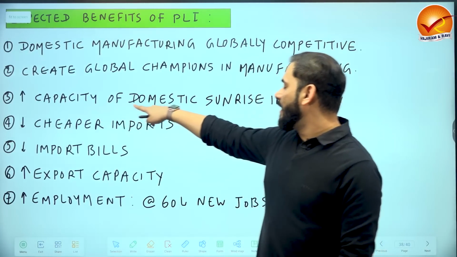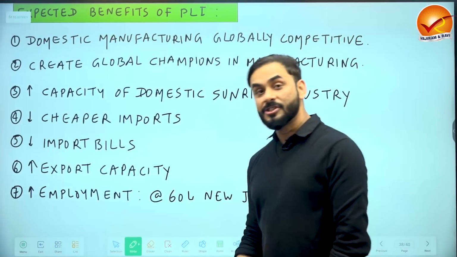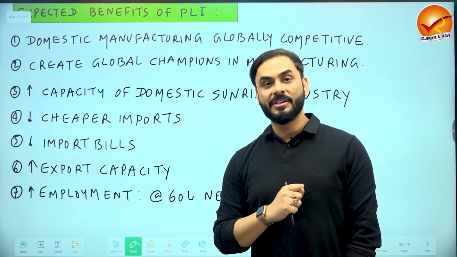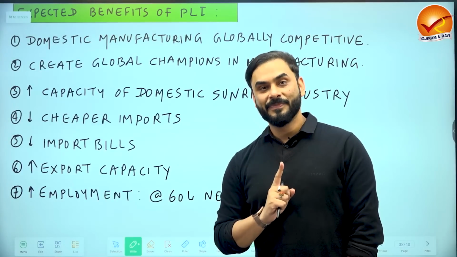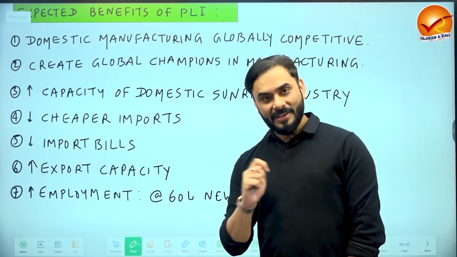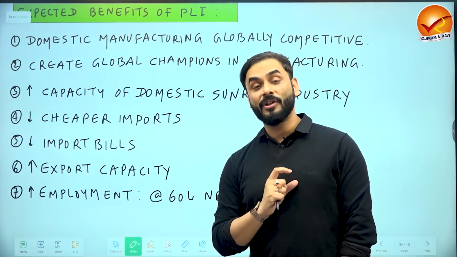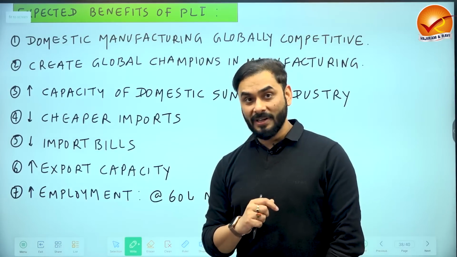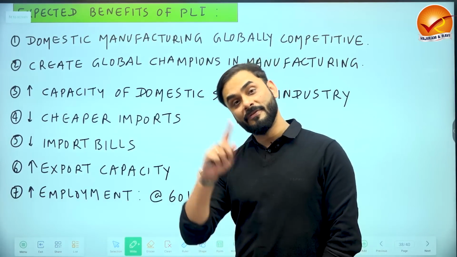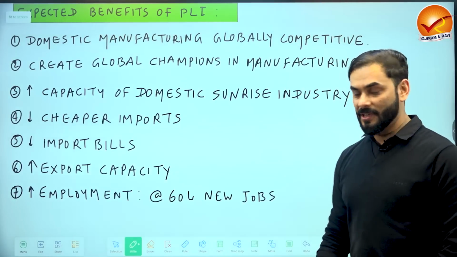Similarly, it will help us to increase the capacity of domestic sunrise industry. What is sunrise industry? Sunrise industries means upcoming industries which have future potential. So for example, semiconductor, right? Textiles, defense related industries, right? All these things, mobile phone, all the electronics, all these things have huge future potential. If you give them good support like production linked incentives, then they will give you future results. These are the expected benefits of PLI scheme.